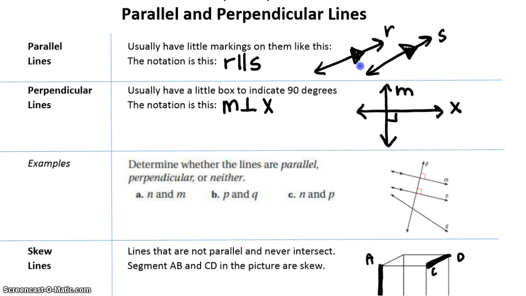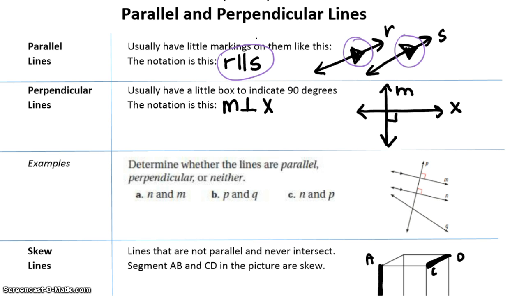If you see in the picture here, there's a marking here and a marking here, and that means that those two lines are parallel to each other. So anytime you see those little triangles on some lines, that means those lines are parallel to each other. And we don't actually write out line R is parallel to line S. Instead, we use this notation right here. And that means line R is parallel to line S.